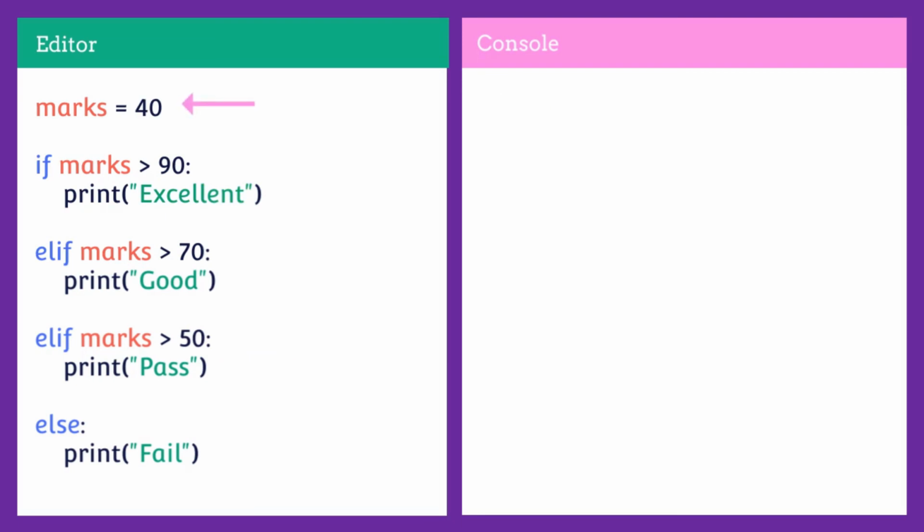Now let's say if marks are 40. Now all the if and elif conditions will be false. So the else part will execute printing fail on the console.